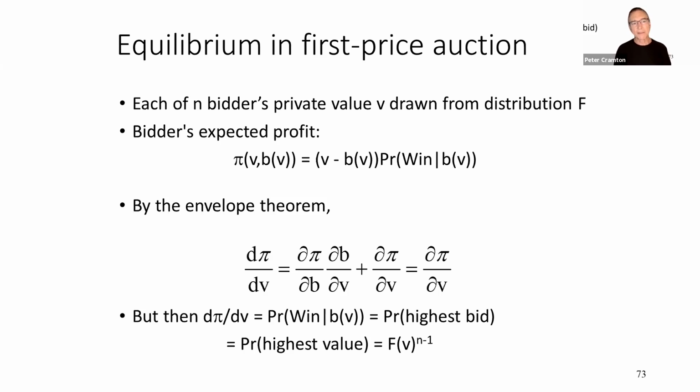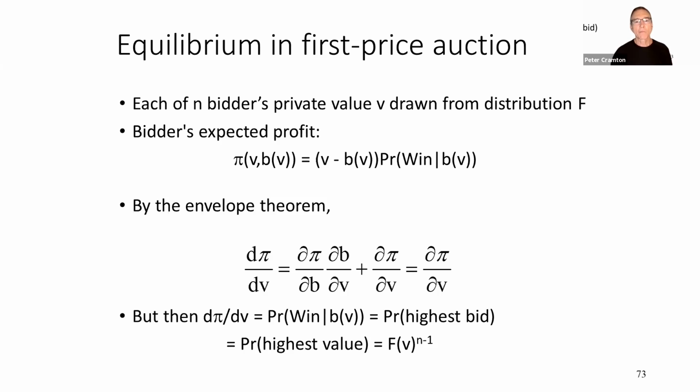So we have symmetry, so I'm just going to pick one bidder and write down what the bidder's profit is. It's going to depend upon what their value is, of course, and on what their bid is. So what is it going to be? Well, what you're going to get conditional on winning is value V minus your bid B of V. So that's the profit that you get conditional on winning. You get 0 when you don't win, so we just ignore that.